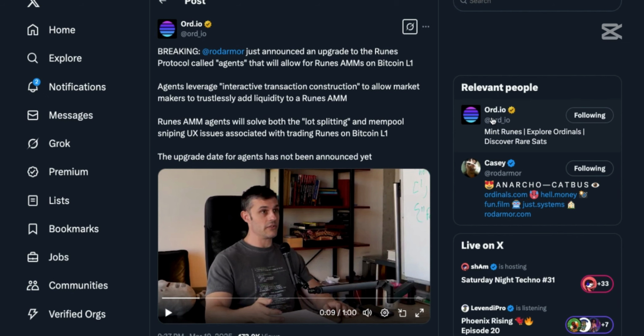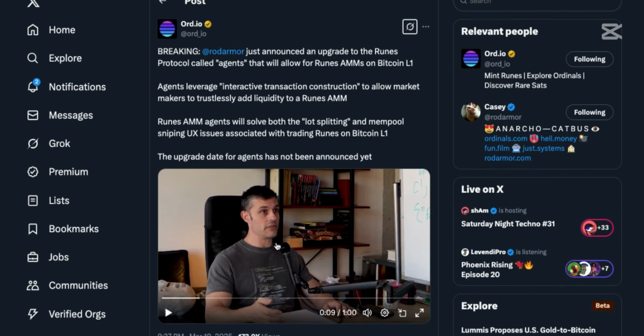I'm not going to bury the lead. Casey Rodarmor on the Hell Money podcast talked about an upgrade to Runes he's working on. There'll be these agents that'll leverage interactive transaction construction to allow market makers to trustlessly add liquidity to Runes, AMMs, automatic market makers. The Rune AMM agents will solve both the lot splitting and mempool sniping UX issues associated with trading Runes on L1.